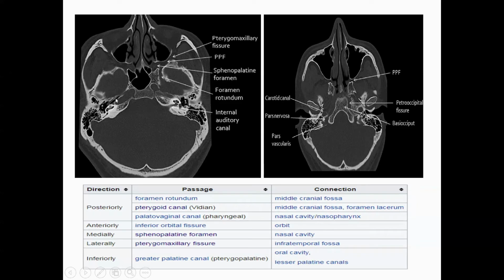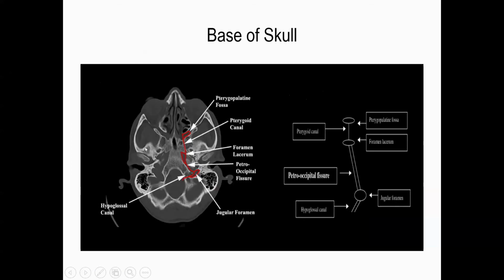Then you need to know the foramen. This is the carotid canal. I will show you that later. This is the pterygopalatine fossa on this part. You have the carotid canal here, then the foramen lacerum here. Then the pterygopalatine fossa is connected to this, which I have already discussed.